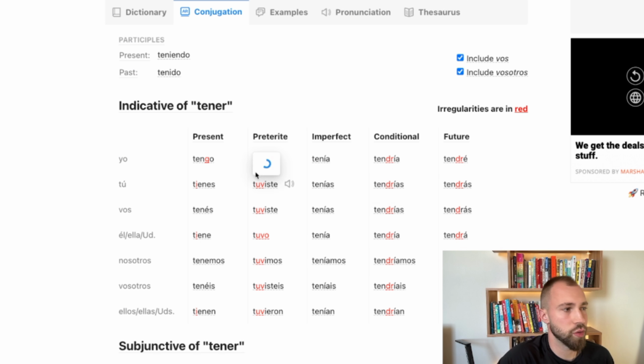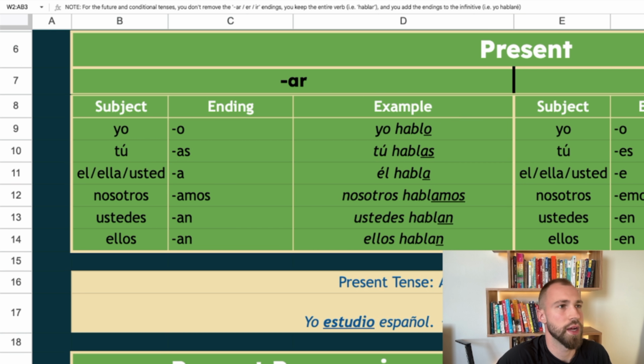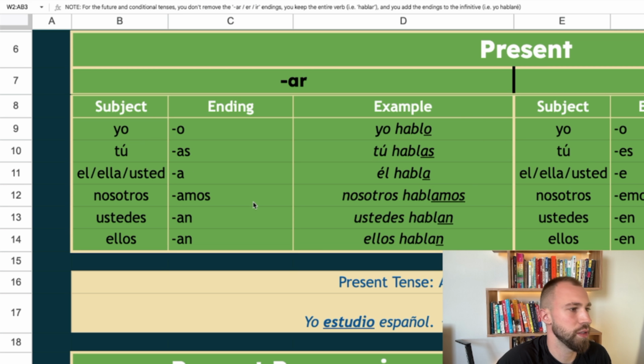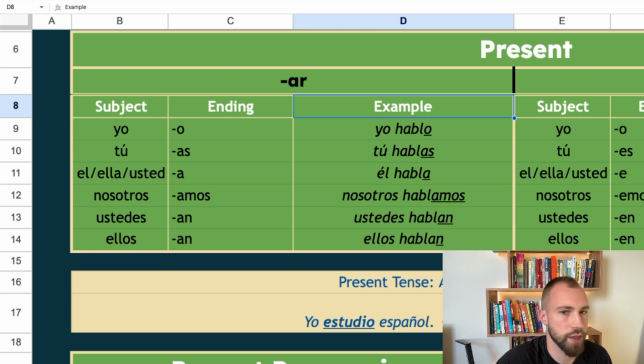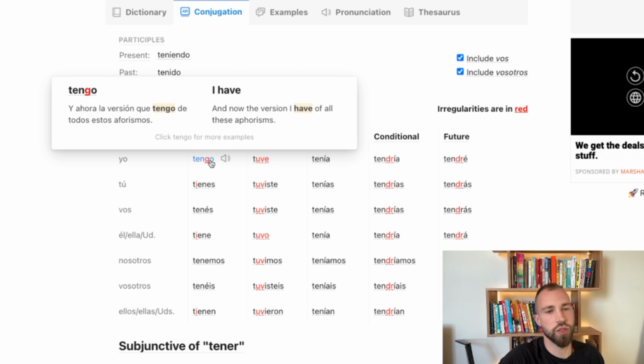If it had some irregularities, like the verb tener, it would show up in red. So when a verb doesn't follow the pattern that I showed you in the master sheet here, the part of it that doesn't follow the pattern is highlighted in red. So tener, you would think it becomes teno based on the pattern. ER verb, right? You would think it becomes yo teno based off this rule, but it's yo tengo. So you need to learn the irregular verbs, and unfortunately, typically the most common verbs are the irregular ones because that's just how it works.